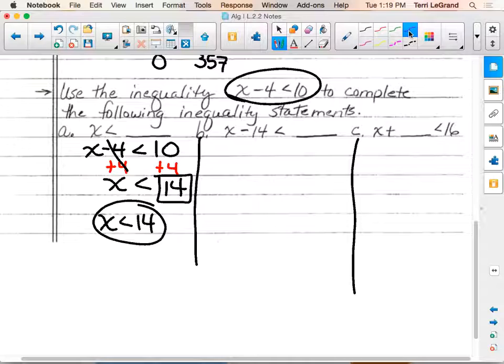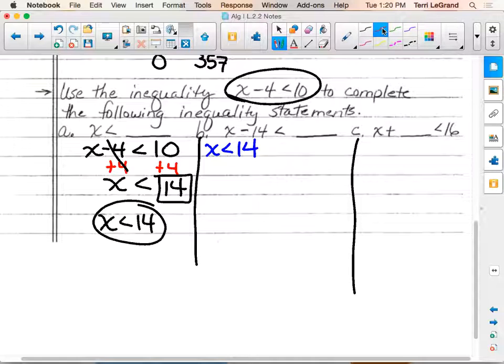Okay, who wants to offer which equation they used that's done? Rachel, which equation did you use? I used x less than 14. Okay, x is less than 14. And then what did you do? I subtracted 14 to get 14 on the same side as x.